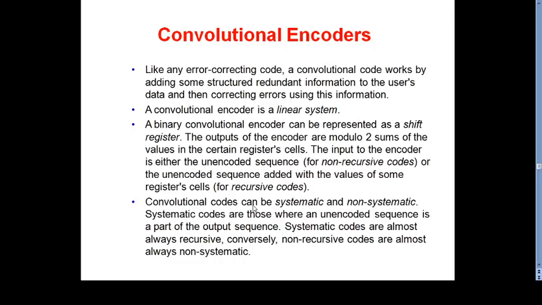Convolution codes can be systematic and non-systematic. There are two types. In systematic codes, the unencoded sequence is part of the output sequence. Systematic codes are almost always recursive. Conversely, non-recursive codes are almost always non-systematic.